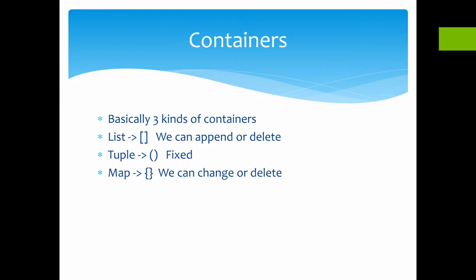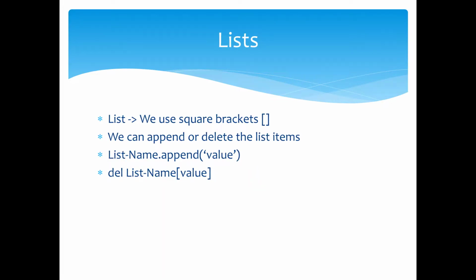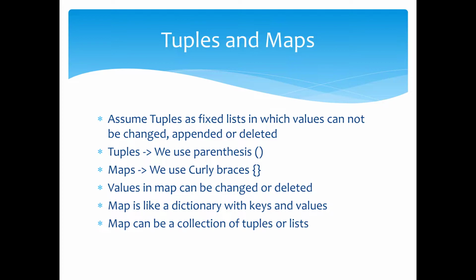I told you in the last class there are basically three kinds of containers: lists, tuples and maps, and we did lists. Today's topic is tuples and maps. Assume tuples as fixed lists in which values cannot be changed, appended or deleted. There is only one difference between tuples and lists: tuples have parentheses in place of square brackets. I think we should skip this part because I have told you lists, so you can do it yourself. Let's move on to maps.